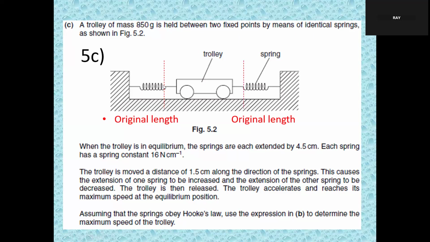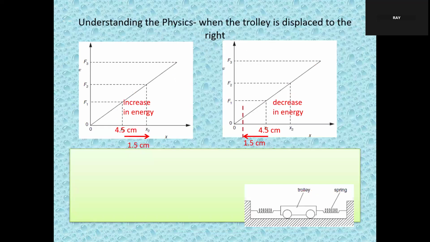If you take the original length without the trolley, then this one is stretched 4.5 cm, and this one is stretched 4.5 cm. So you use the graph to help you. You move this one to the left. This one increased by 1.5 cm, and this one decreased by 1.5 cm.